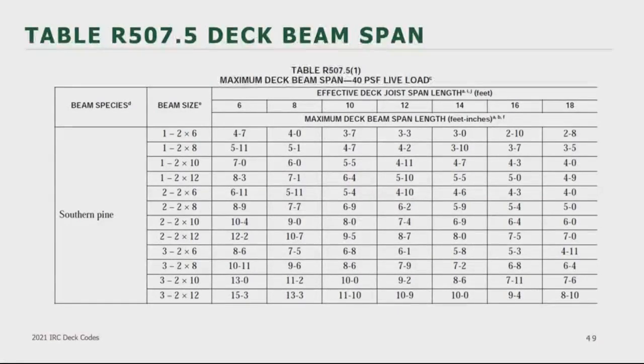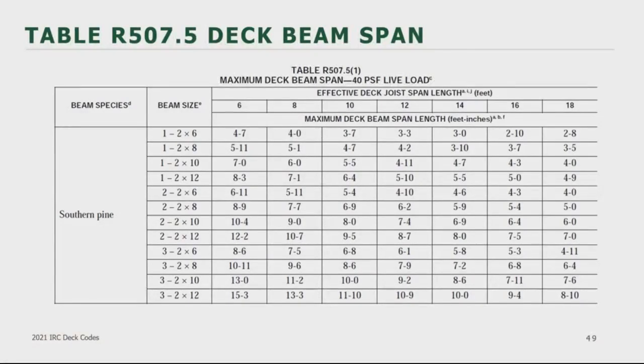You may notice a small change, but one that created a large impact in the 2021 IRC for deck beam sizing. The deck beam length is found in the table by using the loading, the wood species, the beam size, and a new term, effective joist span length. Previous versions of this table from the 2018 IRC and earlier would have included regular joist span length, but now the 2021 IRC changed this to effective joist span length.